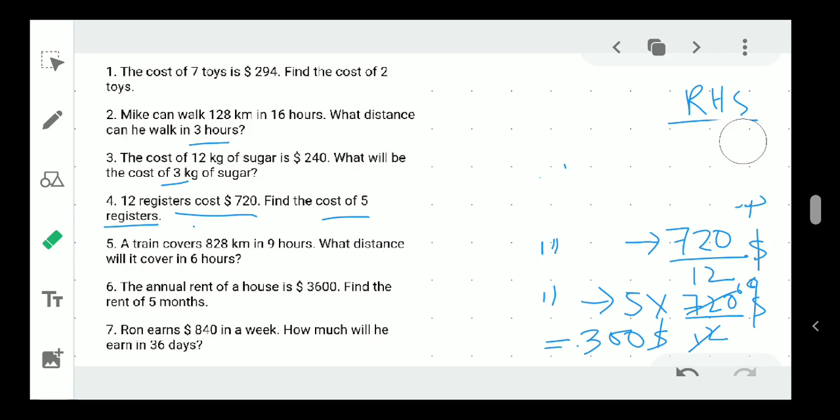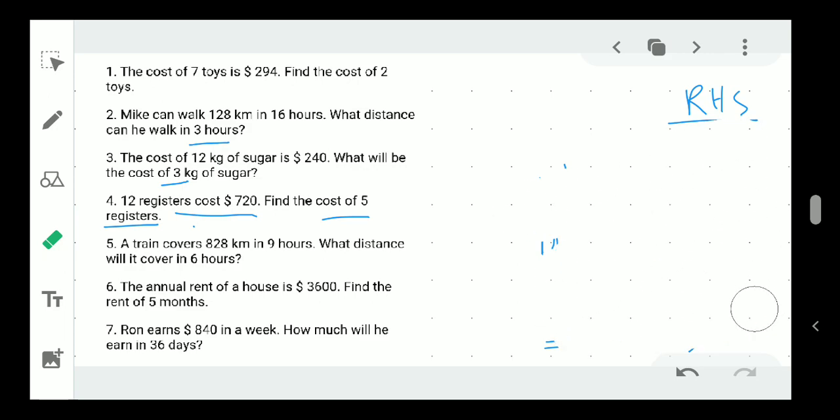So again, one more thing we will do. A train covers, the question number 5. A train covers 828 kilometers in 9 hours. What distance will it cover in 6 hours? So you can see here that the more the time, the more the distance, right? If you take more time, that means you will go farther. You will cover more distance, right? So distance will be on the right hand side.